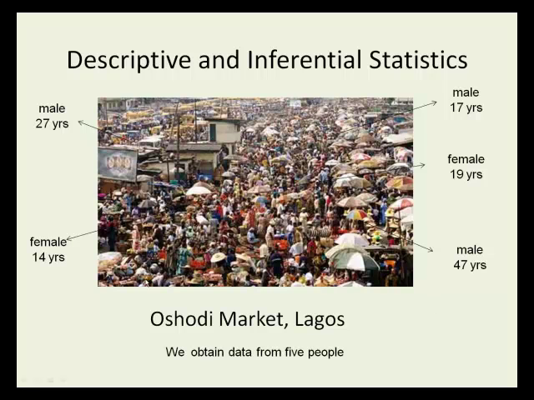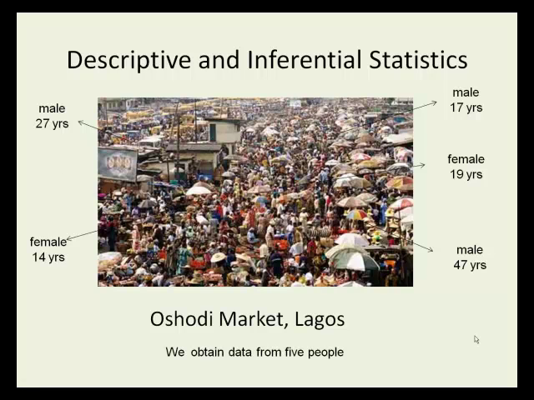And here we've selected 5 people, and we've gathered data from these 5 people, and among the data we've gathered is data on sex and age. So over here we spoke to somebody who was male, 17 years old. Down here we spoke to an individual who was female and 14 years old. And there's the data we got from those 5.